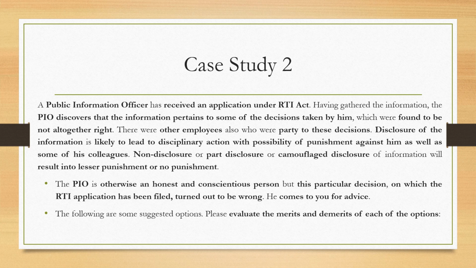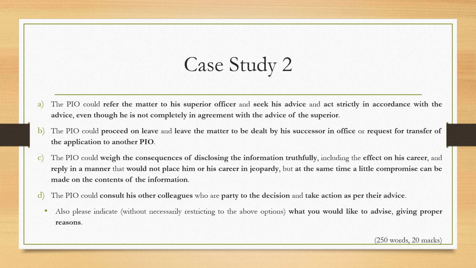On the next slide, there are suggested options, and you have to evaluate the merits and demerits of each of the options. So the question is asking for merits and demerits of each of the options. Coming to the options, the first option is the PIO could refer the matter to his superior officer and seek his advice and act strictly in accordance with the advice, even though he is not completely in agreement with the advice of the superior. So the first option mentions that he should refer the matter to his superior officer and act strictly in accordance with his advice, right?